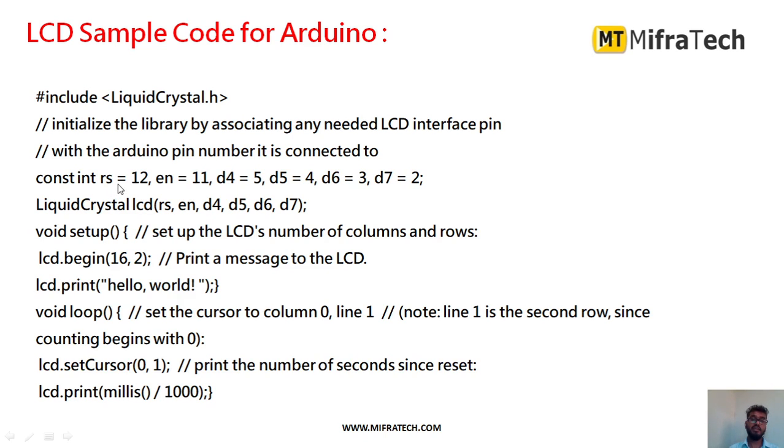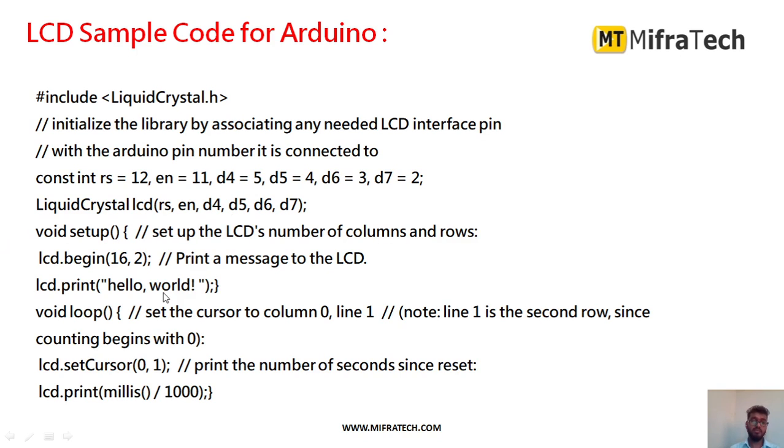So const int rs, the register select pin, I have connected to pin number 12 of Arduino Uno. Enable pin is pin number 11. D4 I have connected to pin number 5, D5 to 4, D6 to 3 and D7 to pin number 2 of Arduino Uno. So these are the required pins I have connected. After mentioning that, we will call the LiquidCrystal module for the LCD, and whatever pins I have connected I am giving here.